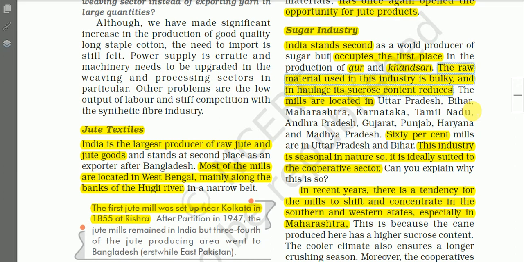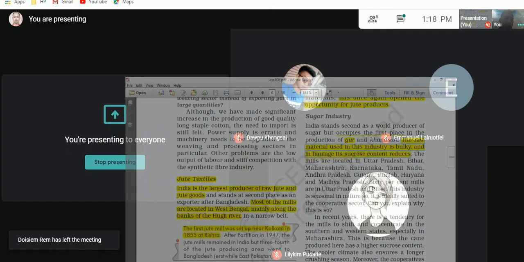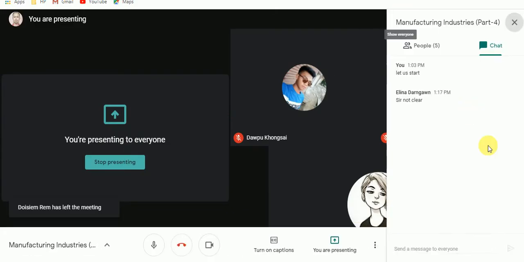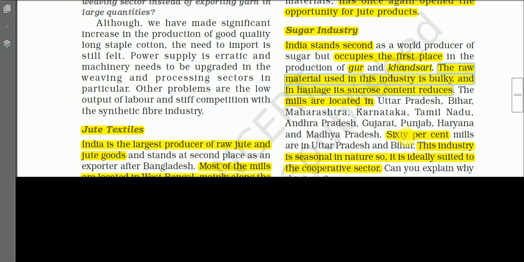The raw material, that is sugar cane, used in the sugar. Yes. It is pure, but the raw material used in the sugar mill is bulky and heavy. Maybe due to this poor connectivity, I will try to speak slowly.